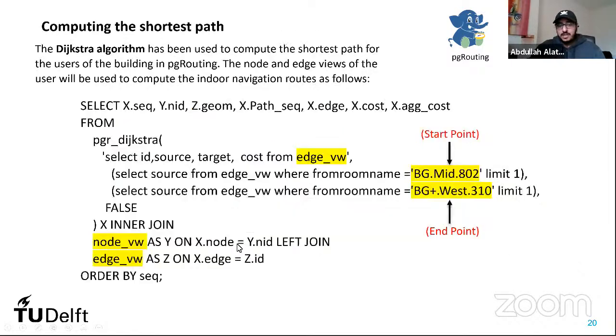By having these views, we decided that we are going to use the Dijkstra algorithm to compute the shortest path. And here, this is the function of the Dijkstra algorithm. We have defined the same node view and the edge view, and to specify the starting point and the end point for the user.